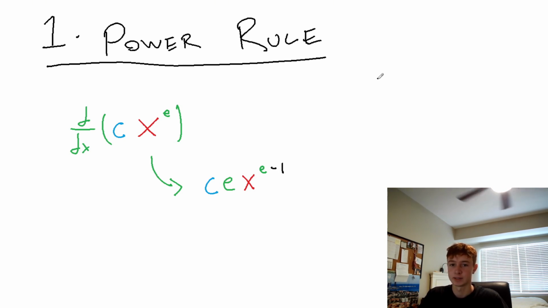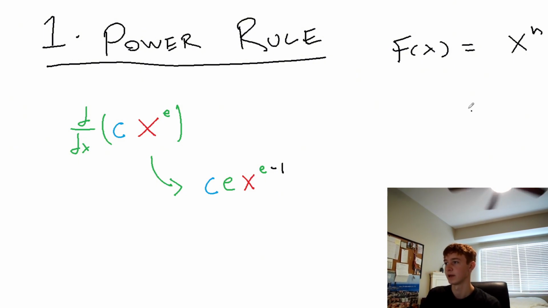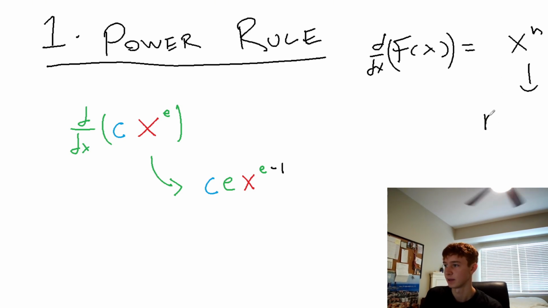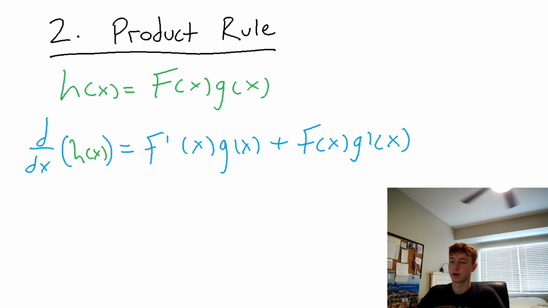Another way that's commonly written is if you have a function f of x that's equal to x to the power of n, and you take the derivative of f of x, you're going to end up with n, the exponent, times the variable to the power of n minus 1. So it's the same thing I've written over here, but just to clear up some confusion, it's important to remember that if you have a coefficient, you're multiplying the exponent by the coefficient. Okay, next let's look at the product rule.